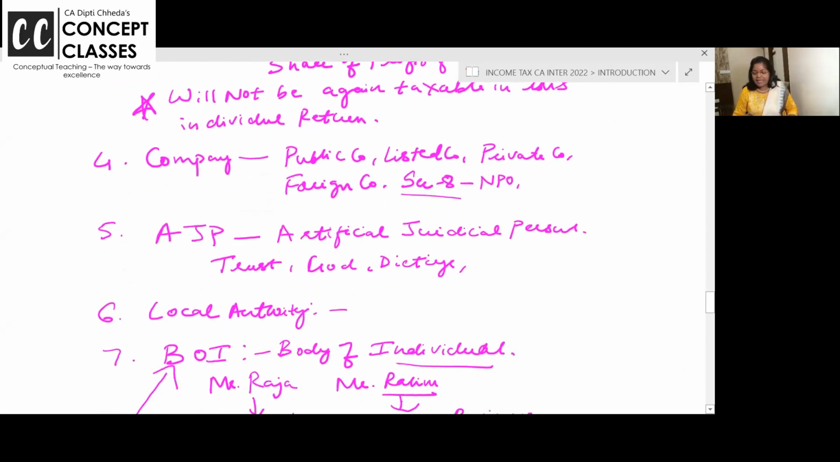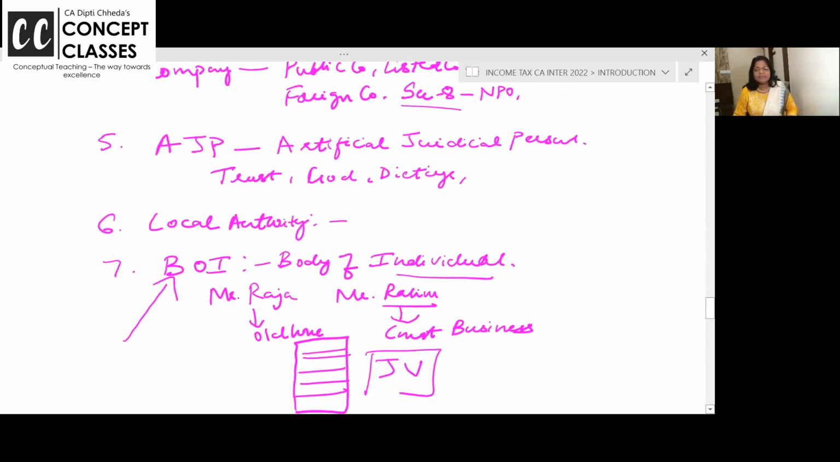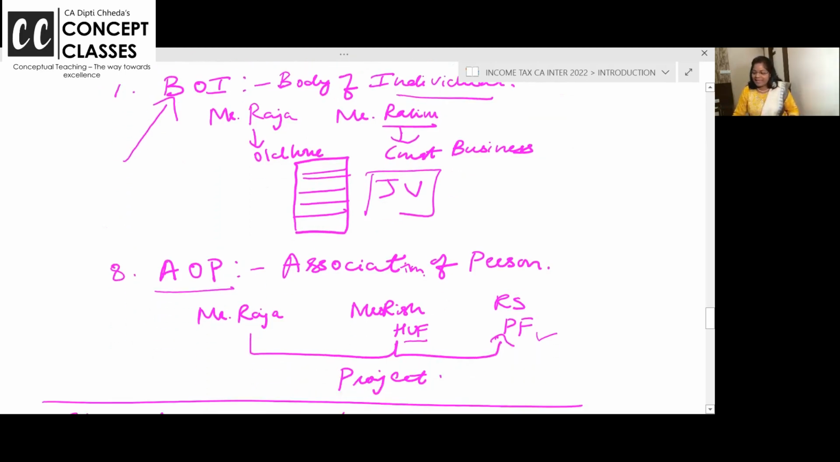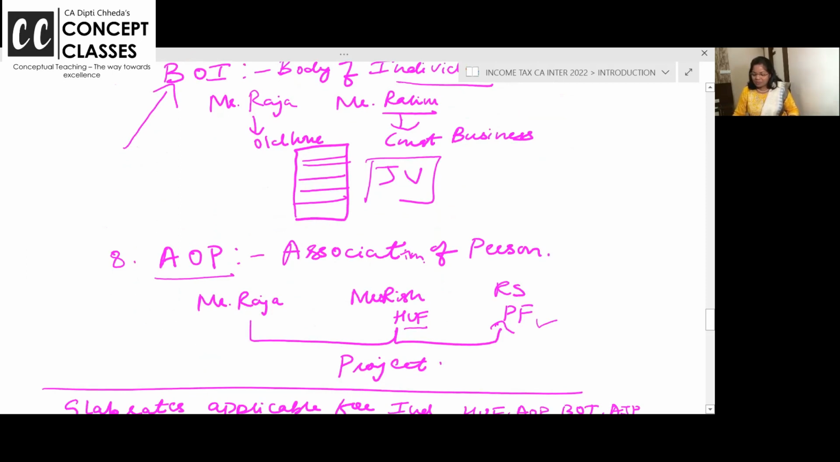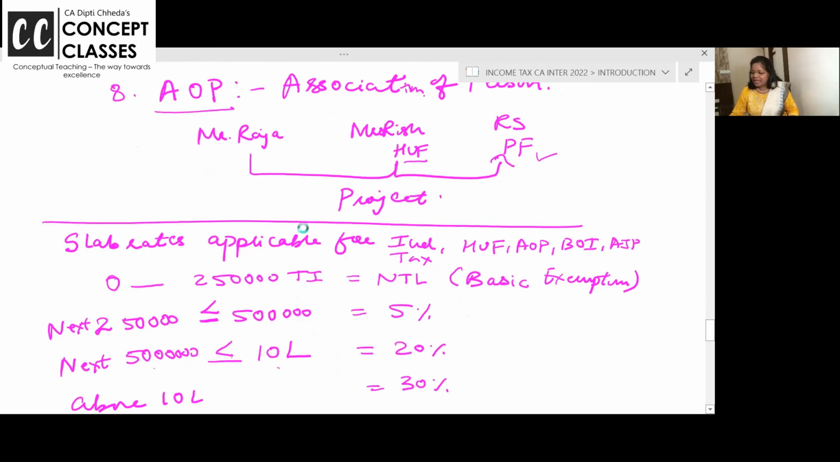Then we have artificial juridical person. We have discussed yesterday: gods, deities, trust, orphanage, old age homes, all that. Local authority, body of individuals like a joint venture, a group of people coming together for a project, completing it and going off. So for that project, they are liable to pay the tax together. Then AOP, Association of Persons.